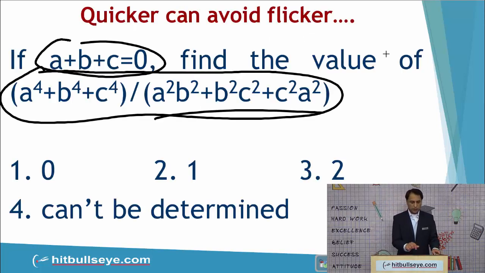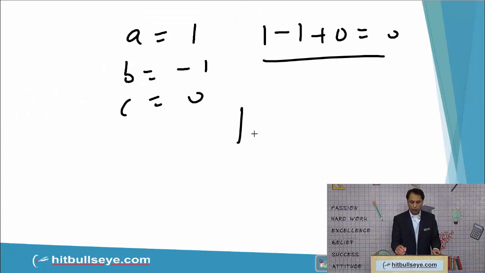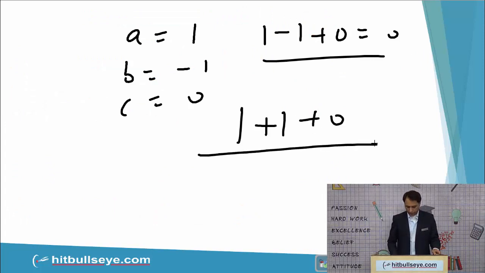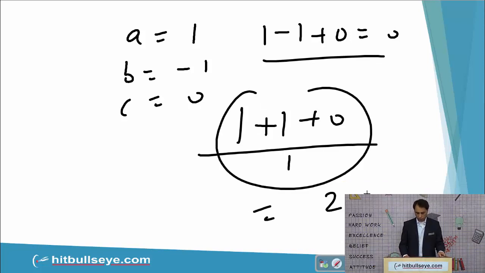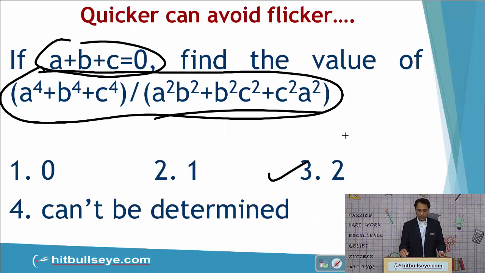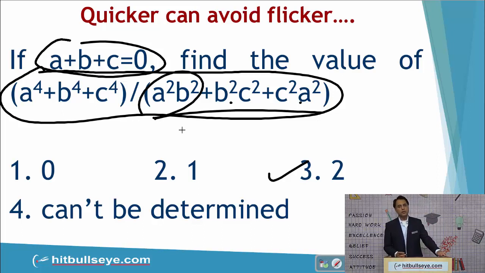So looking at the question, just plug in the values. So you'll get 1 plus 1 plus 0 upon 1, which makes it 2. So 2 is the answer. Option number 3 is true. Why? Because one of the variables is 0, so 2 of these terms will become 0, and one such term will become 1, and the numerator is 2. So 2 by 1, the answer is 2.